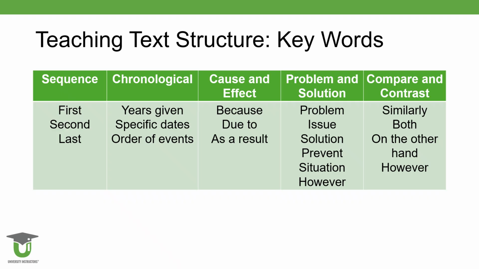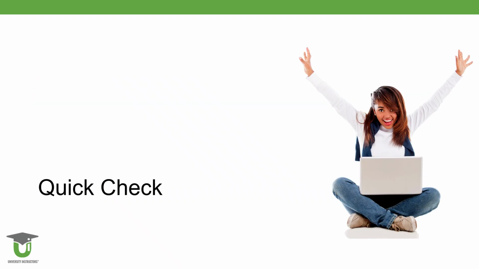The chart pictured here includes just some of the keywords used, including cause and effect: because, therefore, as a result; problem and solution: problem, solution, issue; compare and contrast: similar, in contrast, on the other hand; sequence: first, next, finally; and chronological: before, after, during. Recognizing these helps students identify relationships between ideas. Let's do a quick check to see if you can identify the text structures in the following passages.